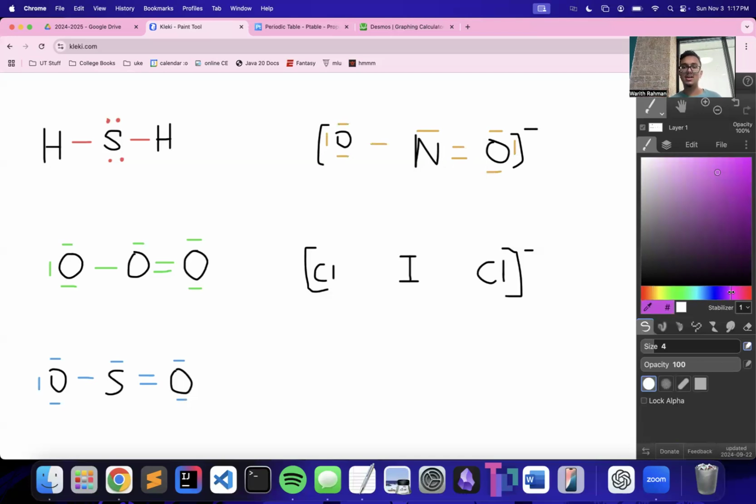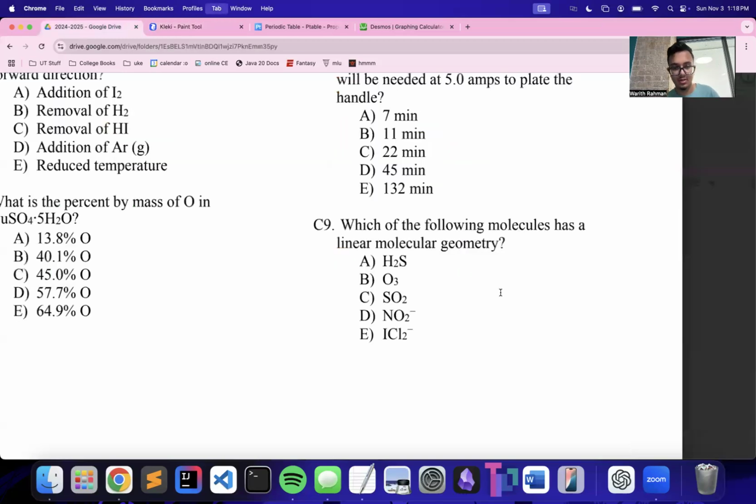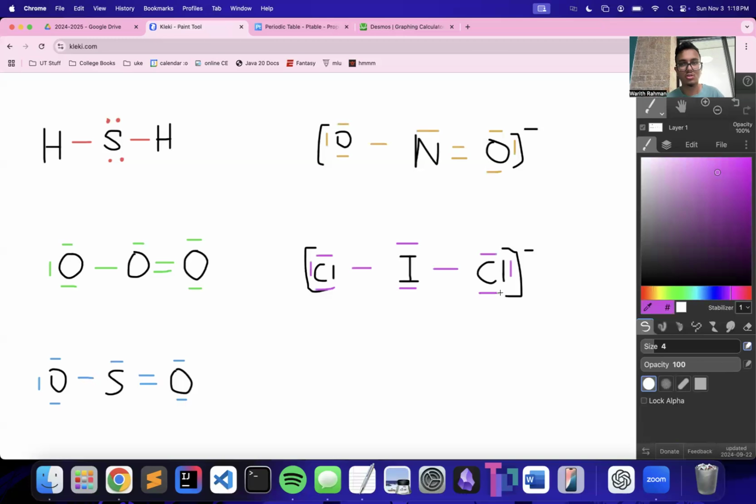So that makes us think our last one has to be the answer, but of course we should make sure. Iodine and the chlorines each have seven electrons. That's 21 electrons total, plus this electron here, because this is a polyatomic ion, so 22 electrons total. So let's go ahead and draw out this thing. I'm going to double check real quick.